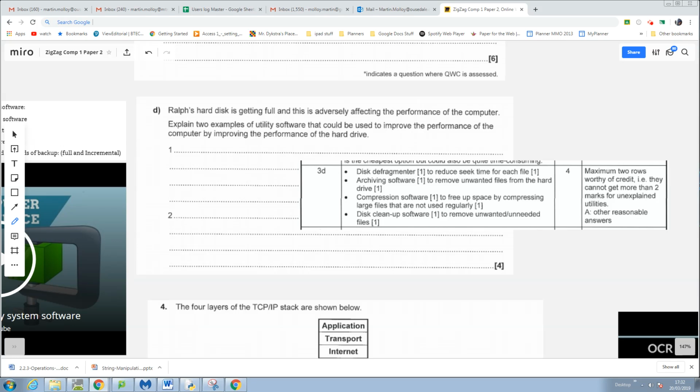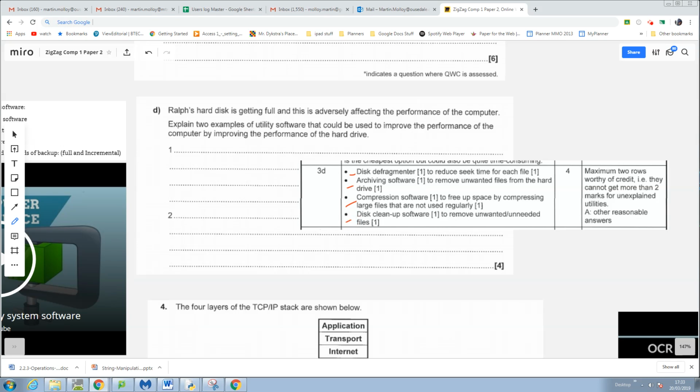And then this question, part D, is asking about the utility software that you could use to improve the performance of the computer by improving performance of the hard drive. So read the question, make sure you're answering the question. So things that you should have been talking about are disk defragmenter software, archiving software to get rid of files, compression software to make them smaller, and you could also mention disk cleanup software to remove unneeded, unwanted files.